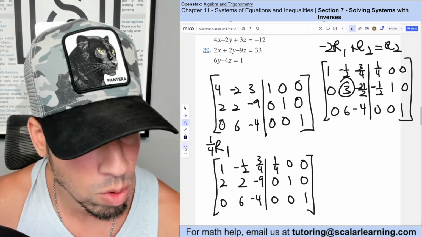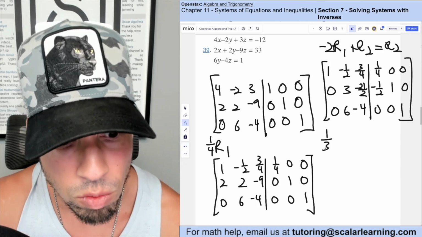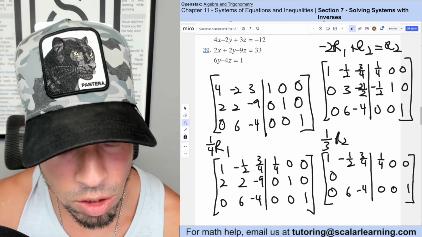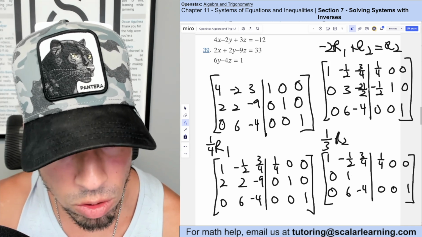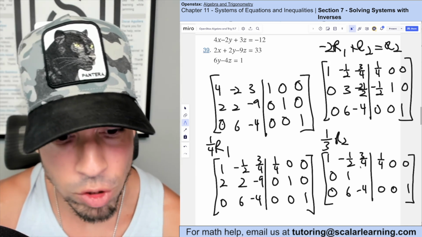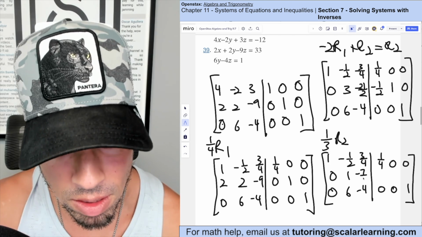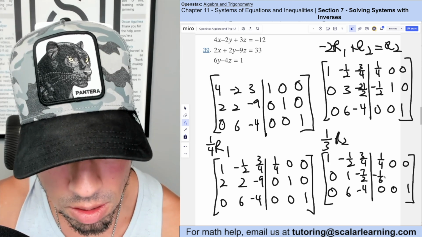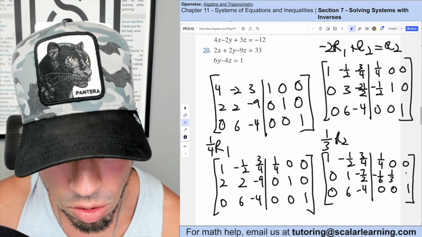Let's flip that to a 1 first and foremost. Multiply row 2 by 1/3. Let's write it out. So we got 1/3 times 0 is 0. 1/3 times 3 is 1. 1/3 times negative 21 over 2 will give us negative 7 over 2. Then times negative 1/2 is negative 1/6, times 1 is 1/3, and the 0 stays 0.